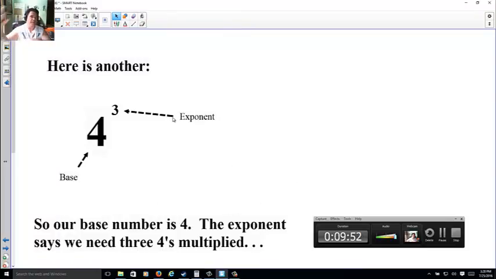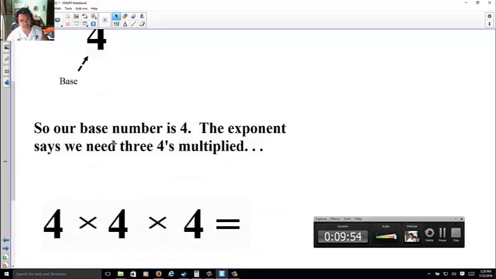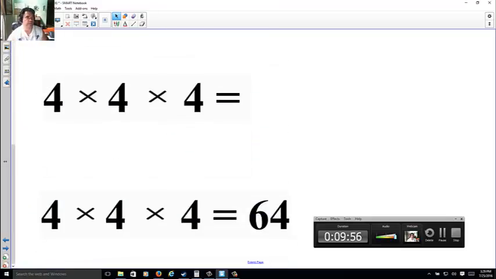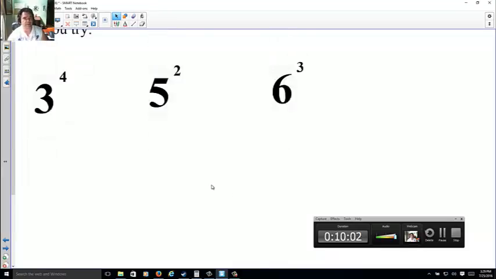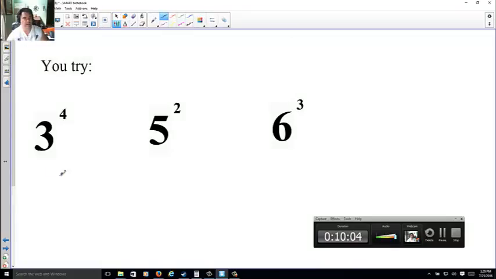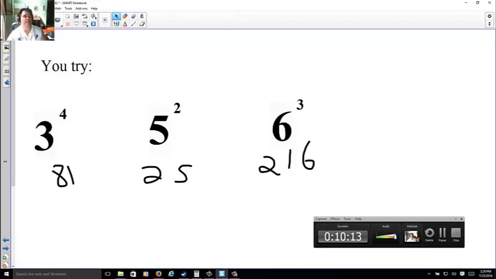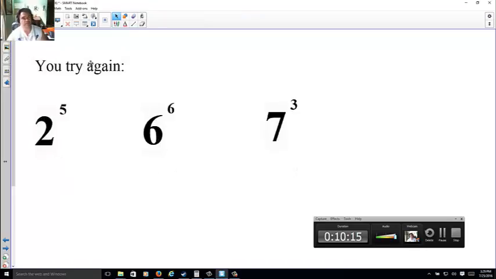Saying, okay, got 3 4s, and they're all being multiplied. You try real quick. So go ahead and write your answer down. Let's see how you did. Well, 3 to the 4th power, I believe, is 81. 5 squared is 25. And 6 to the 3rd power, I think, is 216. If I'm wrong, I'll be happy to be told that tomorrow.